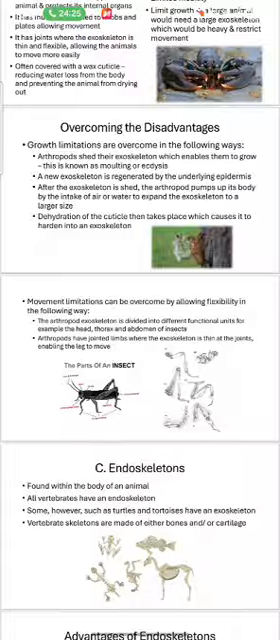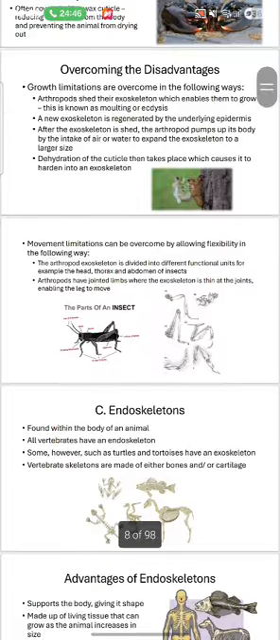Arthropods shed their skeleton, which enables them to grow. This is known as molting or ecdysis. A new skeleton is regenerated by the underlying epidermis. After the exoskeleton is shed, the arthropod pumps up its body by the intake of air or water to expand the exoskeleton to a larger size. Dehydration of the cuticle then takes place, which causes it to harden into an exoskeleton.